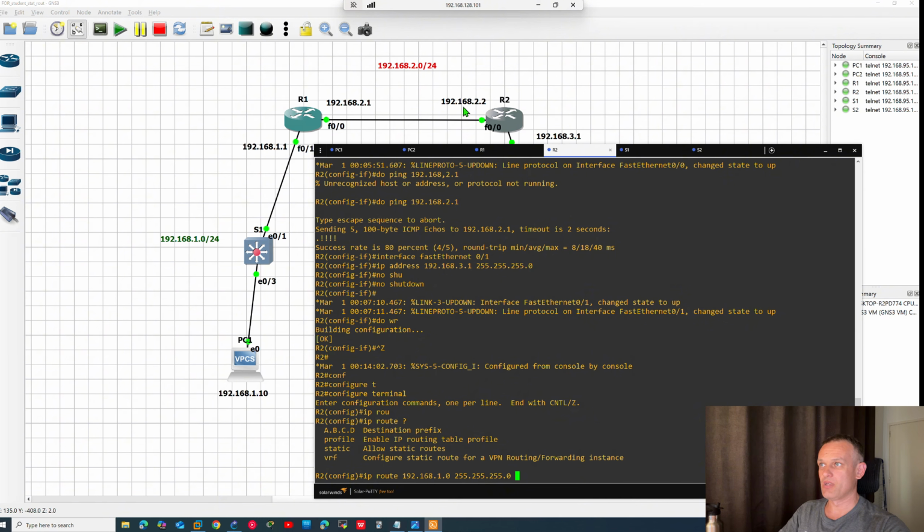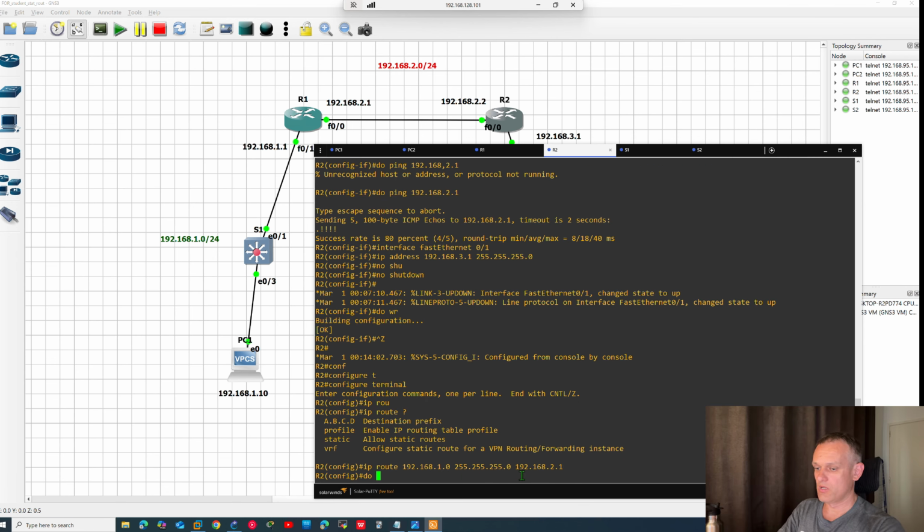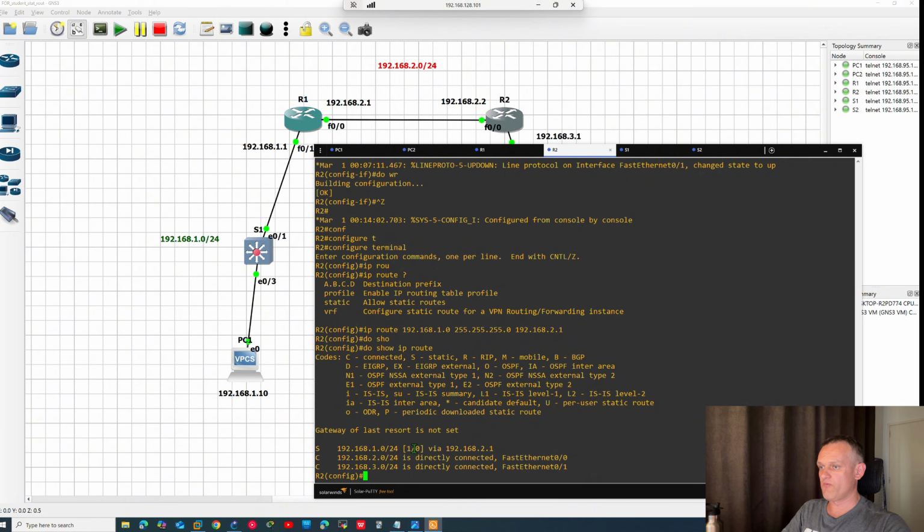In this case, we can specify this IP address, or we can specify the exit interface for router 2, or we can specify both of them, the next hop address and also the exit interface. I'm going to specify only the next hop address. Then check. And now you can find the static route in our table from here.